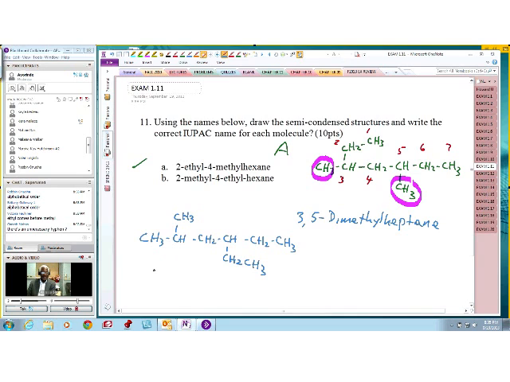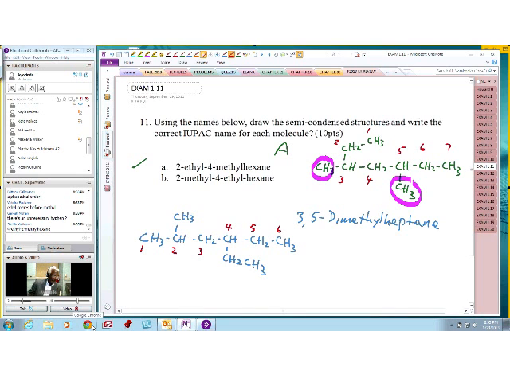So therefore, what will be the name for this? Can anybody give us the name? Oh, by the way, let me number this. It doesn't really matter whether we go from here or from here, but we want to give the lowest combination of numbers. So we say 1, 2, 3, 4, 5, and 6. So what would be the name for this molecule?